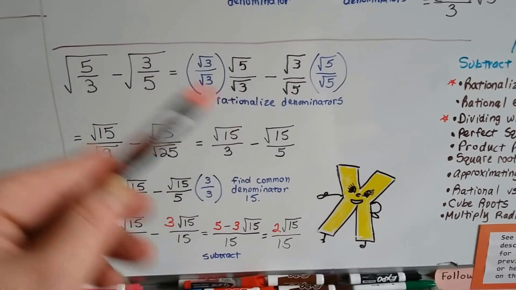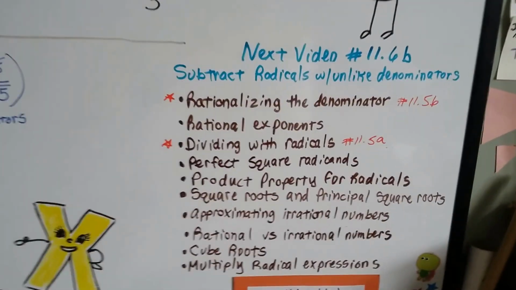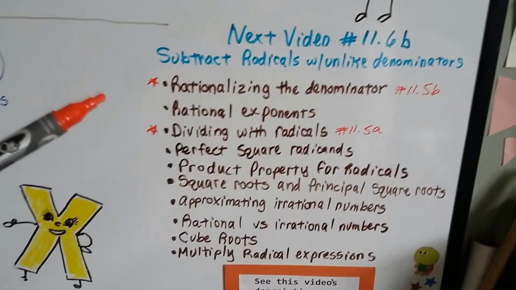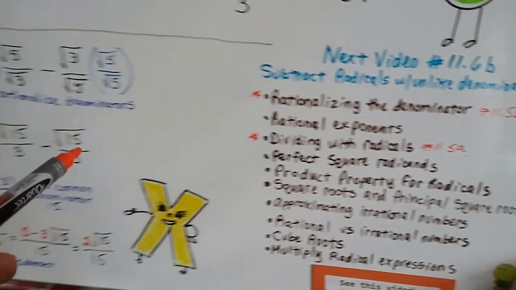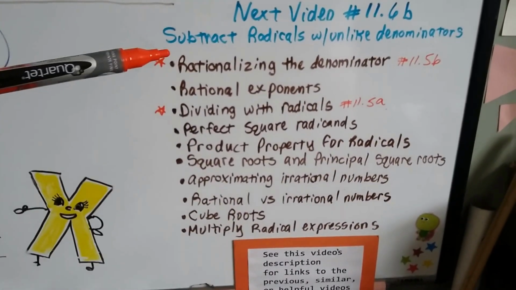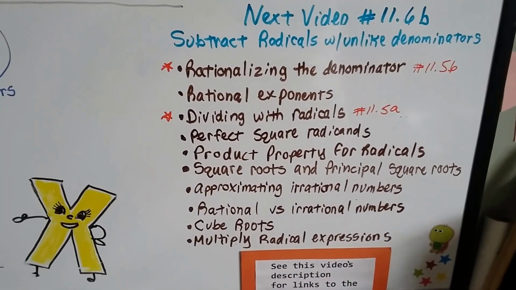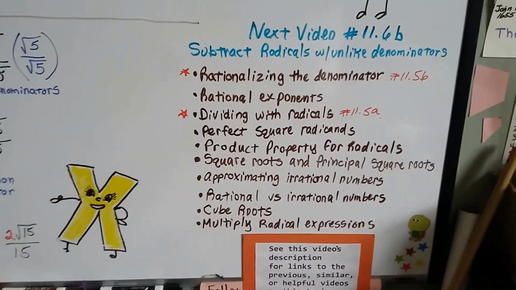Now, these can be very confusing, and some of them aren't as straightforward as this subtraction problem. So, our next video, 11.6b, we're going to do more subtraction of radicals that are written as rationals with unlike denominators. And if you'd like to review those 2 important videos, you can just click on the link and go to them, along with other videos that might help you.